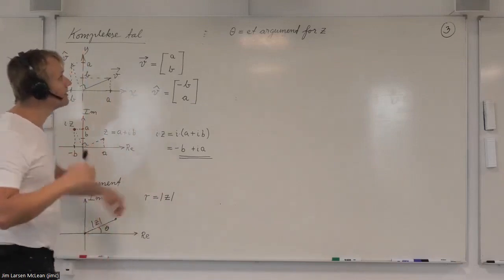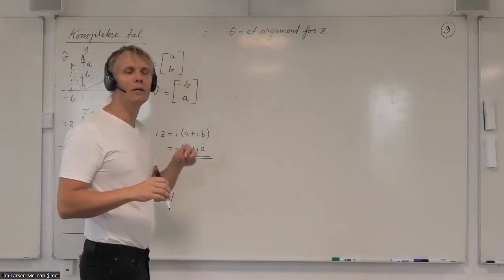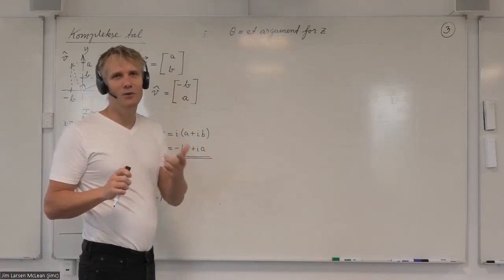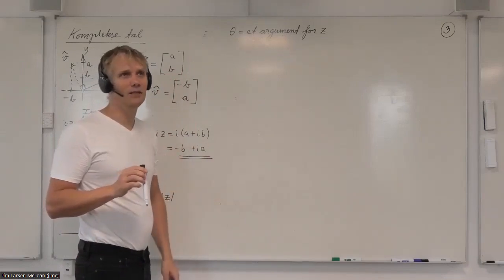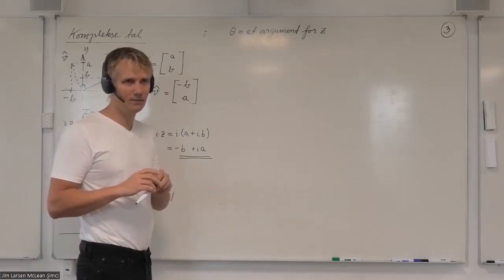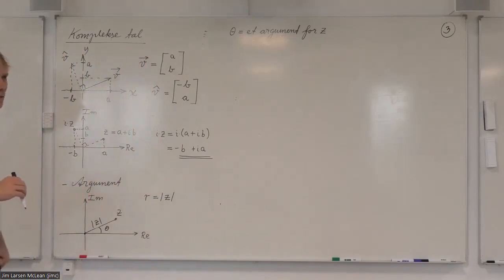So how do you find one argument from z? And are there some arguments we can find more easily? The answer to the last question is yes. There are arguments we prefer over others. In fact, there's something called the principal argument of a complex number. So how do you find one argument? Let's start with that. How do you find that angle?